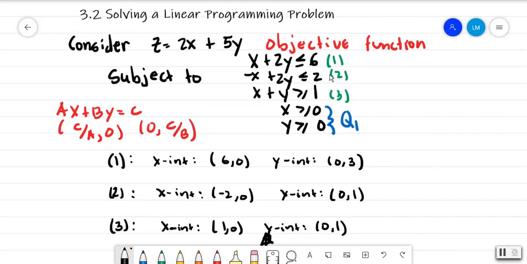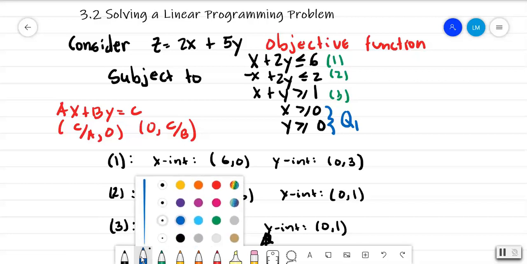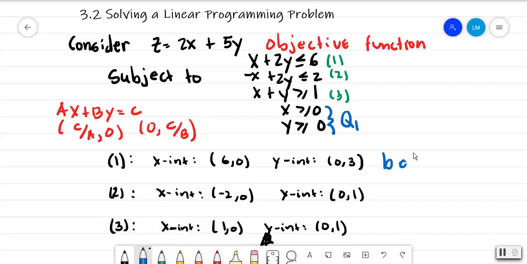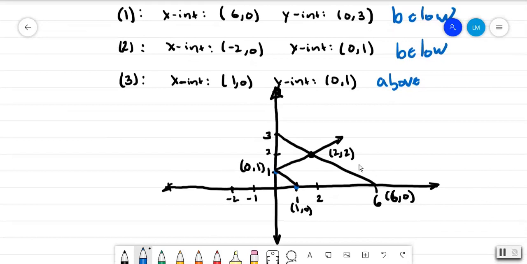Looking back over here, each of the first and second inequalities are less than or equal to and they're positive. So that means that the shaded region is going to be below. This one is also going to be below. But over here it's greater than, which means that it's going to be above. So we have to go back and notate that the shaded region has to be below both of these two lines, but above this one. What that does is it gives you this region.